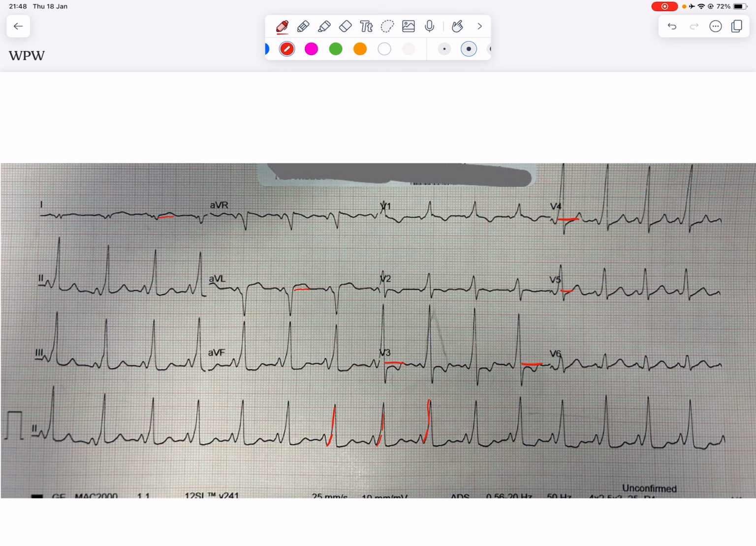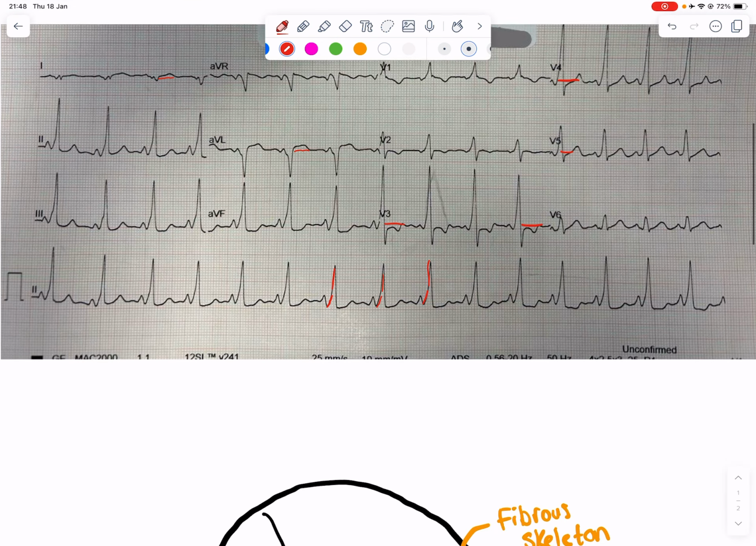If we put all of these things together, then the answer is that this patient has what we call Wolff-Parkinson-White, or an accessory pathway. So let's explain what that is. Wolff-Parkinson-White is a syndrome that refers to the presence of a congenital accessory pathway through the annulus fibrosus or the cardiac skeleton, which allows the ventricles to be pre-excited.